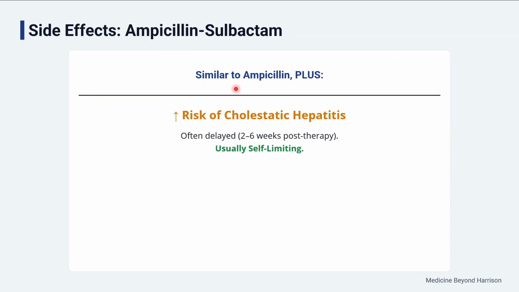Ampicillin sulbactam is similar to ampicillin, but there is an increased risk of cholestatic hepatitis. So always ensure to take a liver function test before administering ampicillin sulbactam, and always ensure to check again on the third or fourth day after initiation. It is often delayed, up to 6 weeks post therapy, it can also happen. It is usually self-limiting.